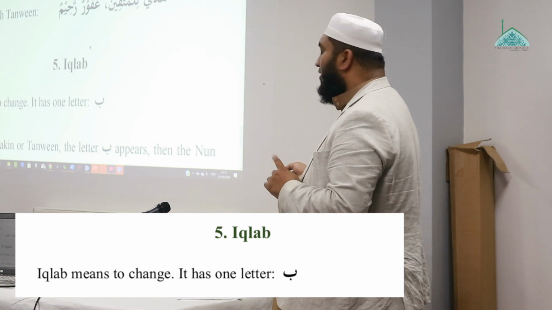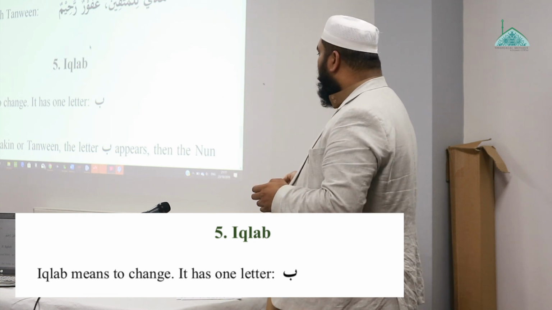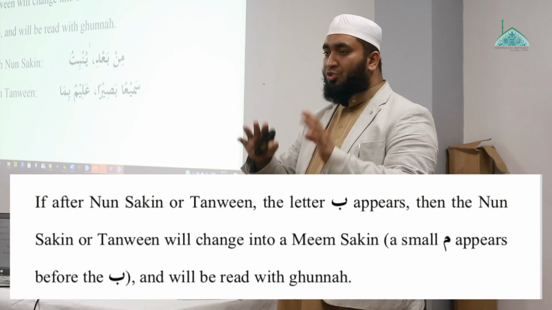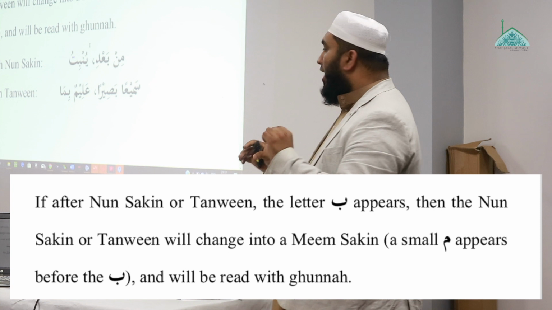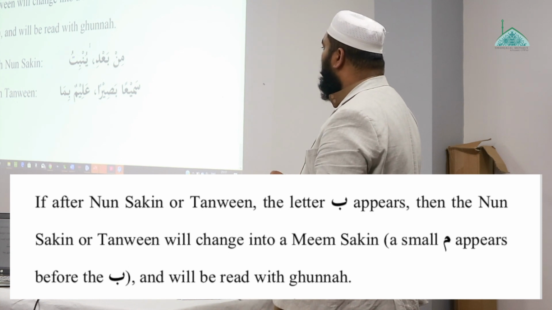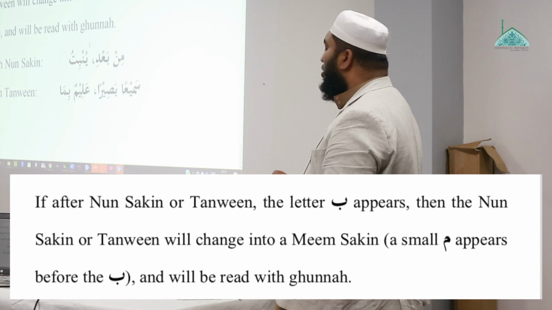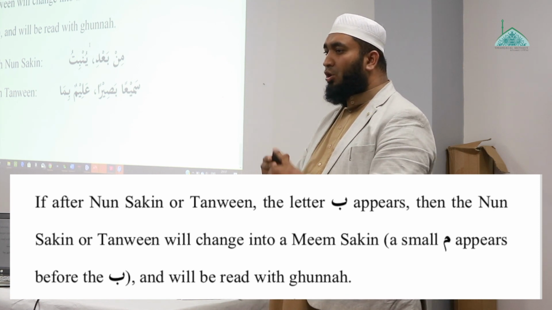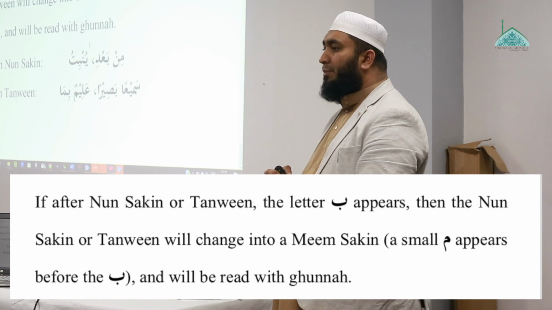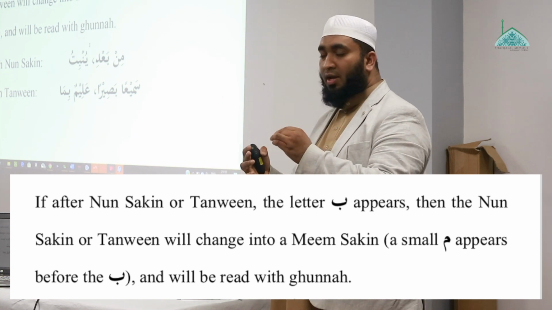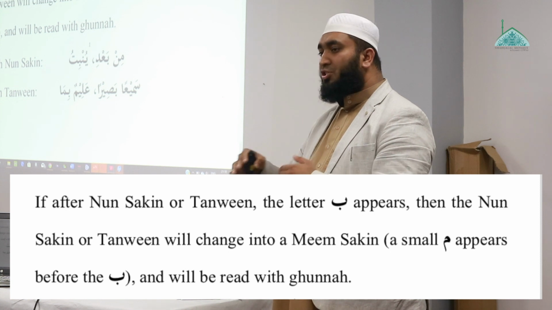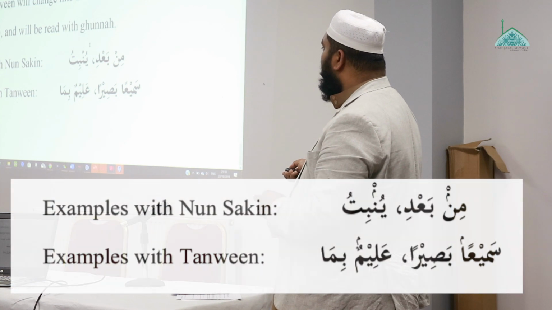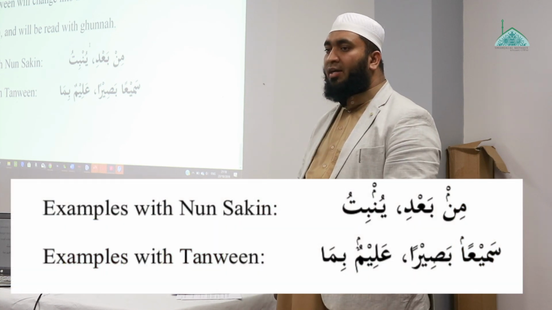Iqlab has only one letter, that is ba. So again with the same ruling, if this ba comes after Nun Sakin or Tanween, what we will do is change this Nun Sakin or Tanween into a meem. We don't pronounce the Nun Sakin or Tanween anymore. We'll change this completely and recite as a meem. For example here, min ba'du, mim nun zer min ba'du.